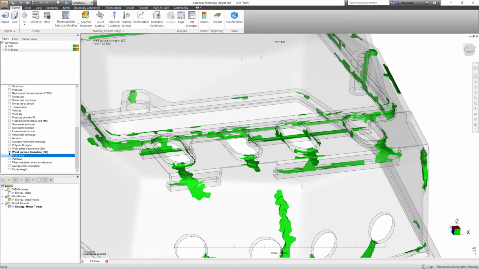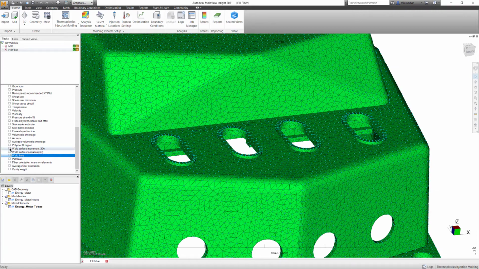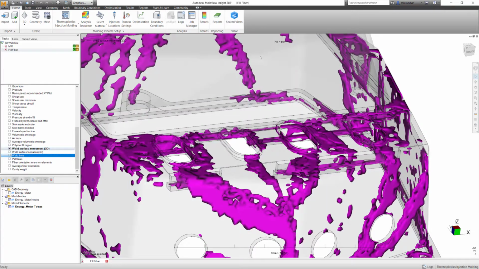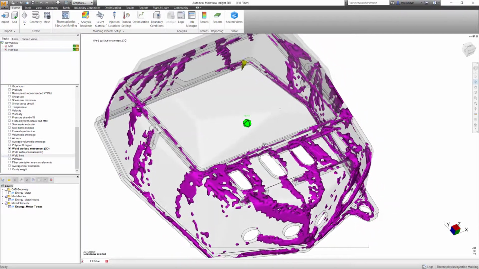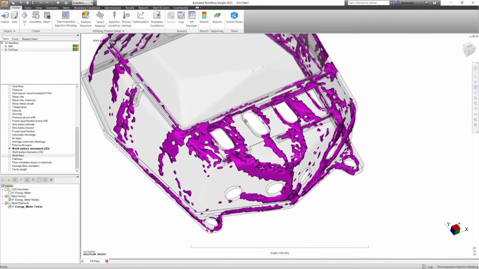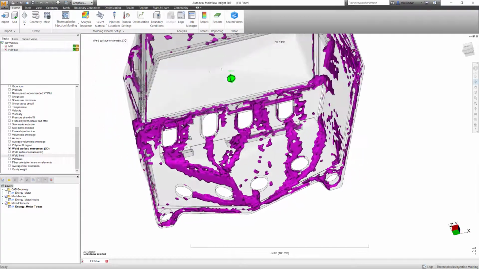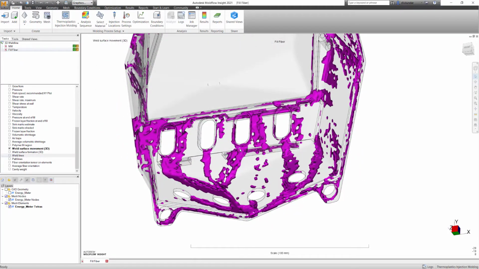Now there is another weld line plot, the weld line movement 3D. I changed the default plot color to pink. This plot represents the weld line that is formed throughout the process. When I say throughout the process, it is the fill, pack, and cooling analysis. It's a movement: the weld line forms and further moves because of the packing and other changes.